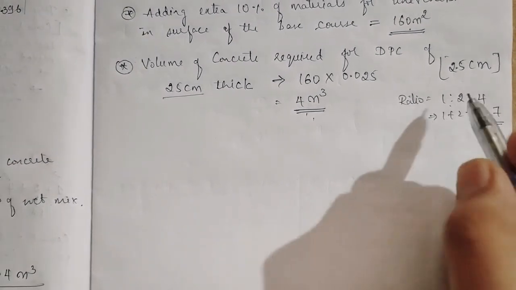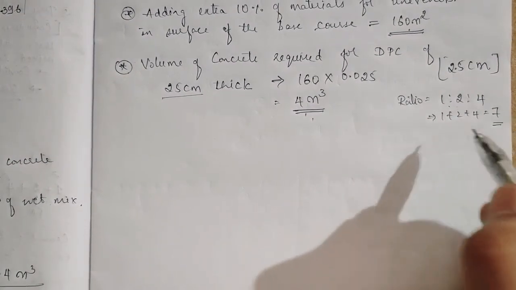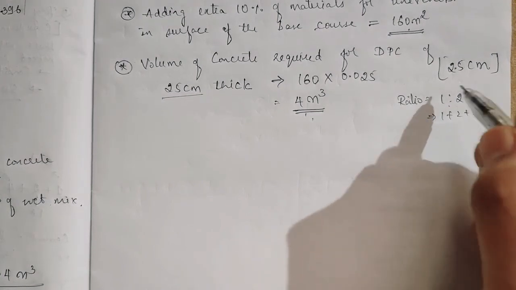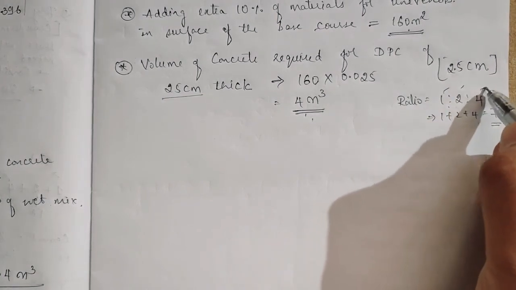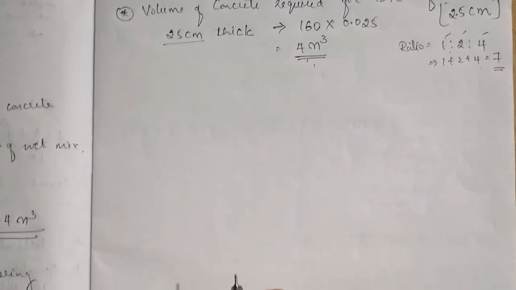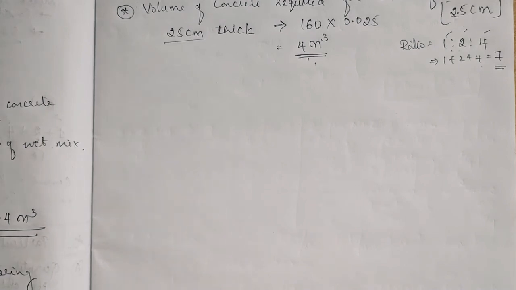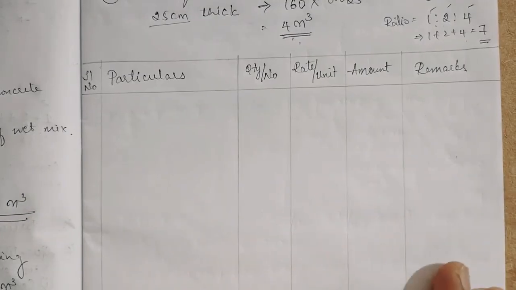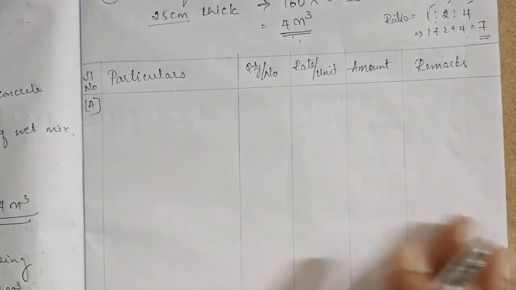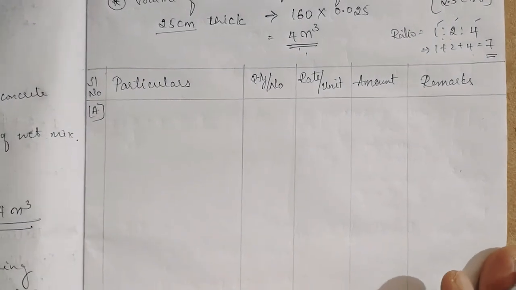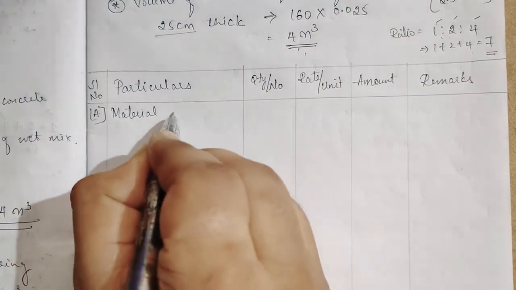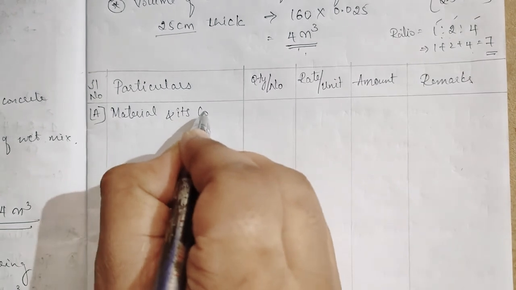Okay, so where were we? Ratio is 1:2:4, so 1 plus 2 plus 4 is 7. So cement is 1, fine aggregate 2, coarse aggregate 4, so 1 by 7, 2 by 7, 4 by 7. I will tabulate now. Let me draw the tabulation. First one is A, that is material and its cost.